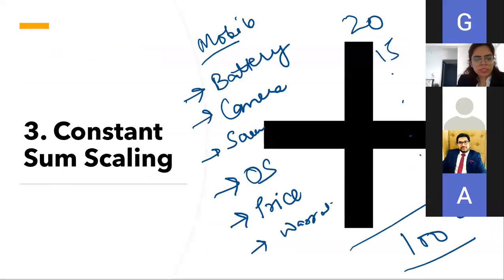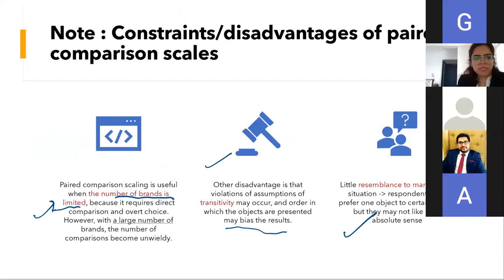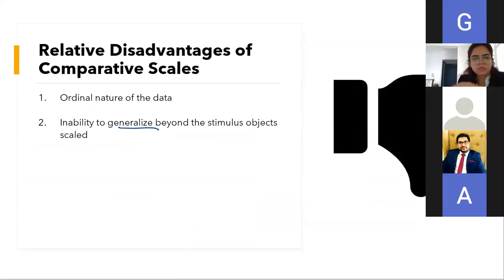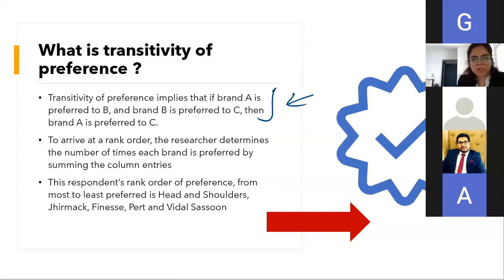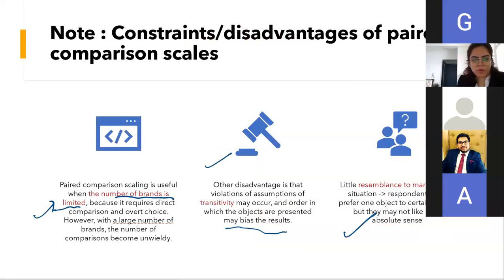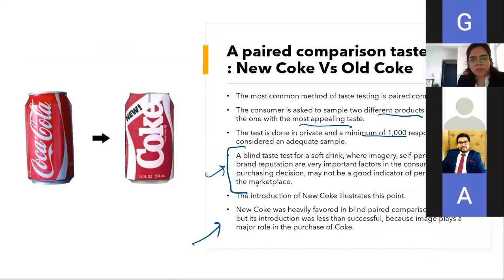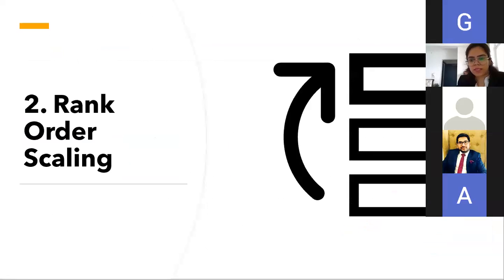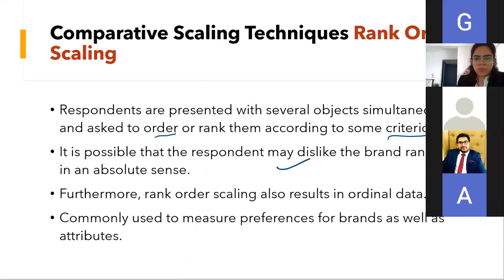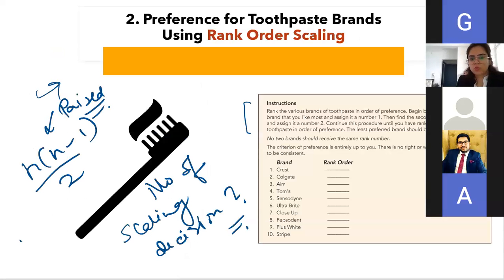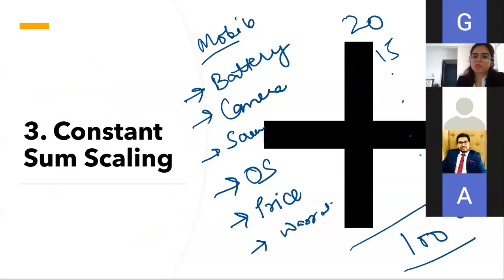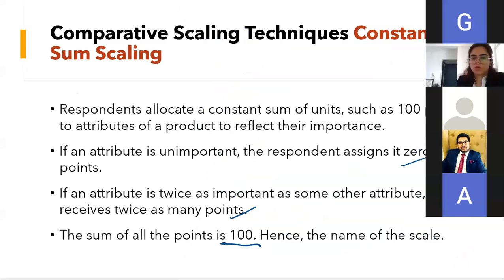So are you able to understand the difference between these 3 scales? How to convert the paired comparison scale data to rank from preference? What kind of questions are you asking here? And what are the positives of rank order scaling? What is the number of decisions that you make? And which scale to use when: if the number of brands is more, which scale should you use, if the number of brands is less, which scale should you use, and what kind of information you get from constant sum scale, what all you can comment.